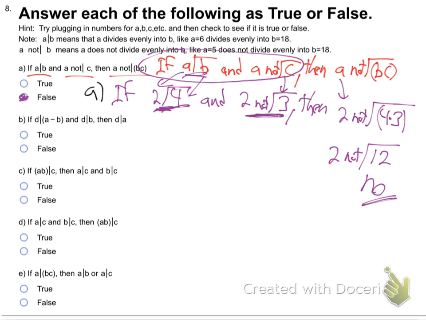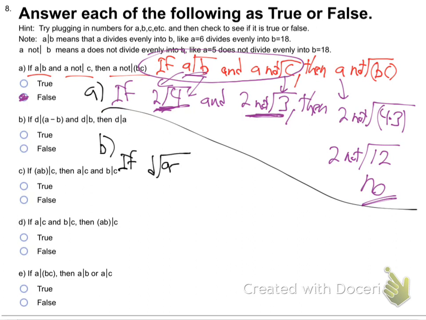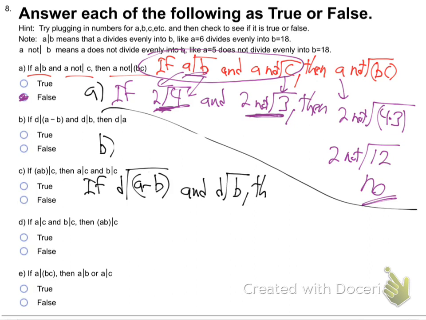So that was part A. And now part B. If D divides into A minus B, and D divides into B, then D divides into A. Huh. Is that kind of a weird one? Let's try it out.